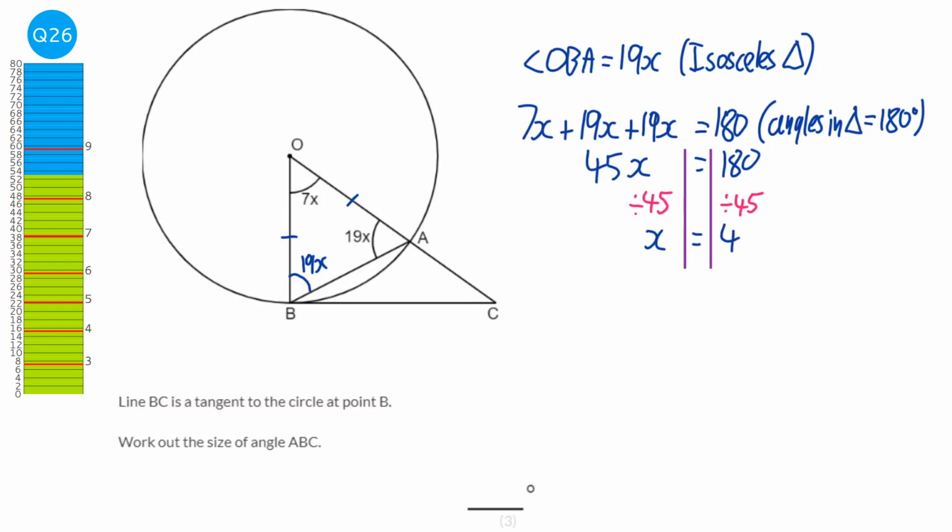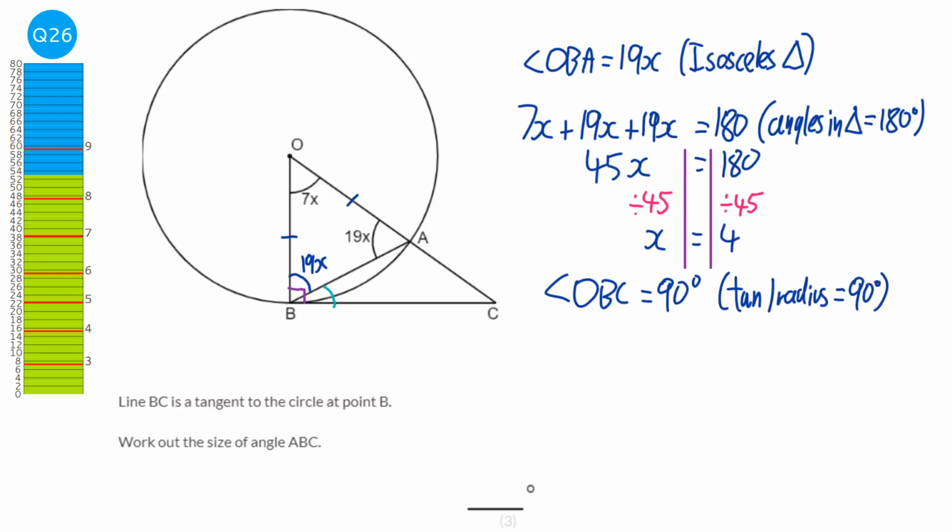Now, we're looking for this angle here. That's angle ABC. Now, there's a few different ways we could do this. We could work out what this angle is, because it's a big triangle, etc. Or we can use the fact that we've got a tangent touching a radius. So we know that this angle here is 90 degrees. So we can write that down. So angle OBC equals 90 degrees because it's the angle between a tangent and a radius. Again, make sure you write all the reasons in full.